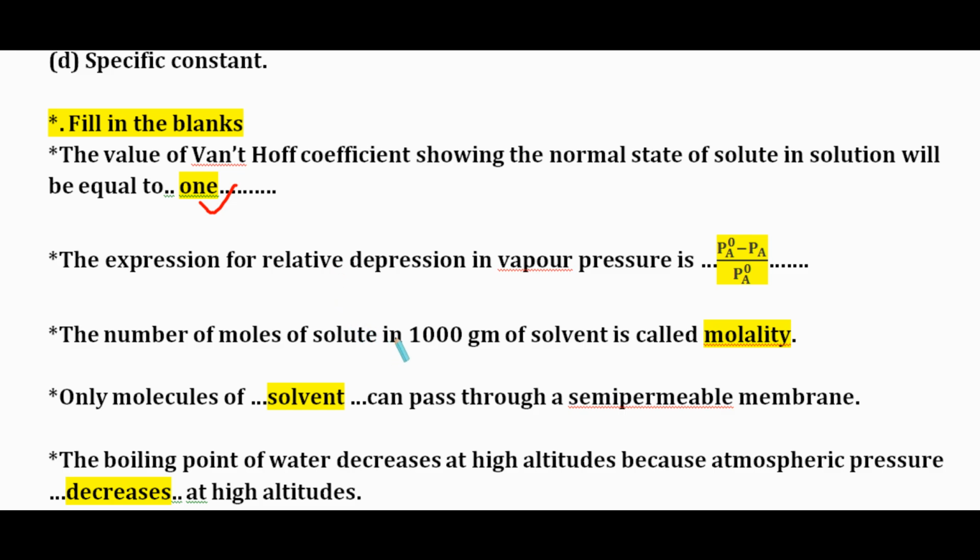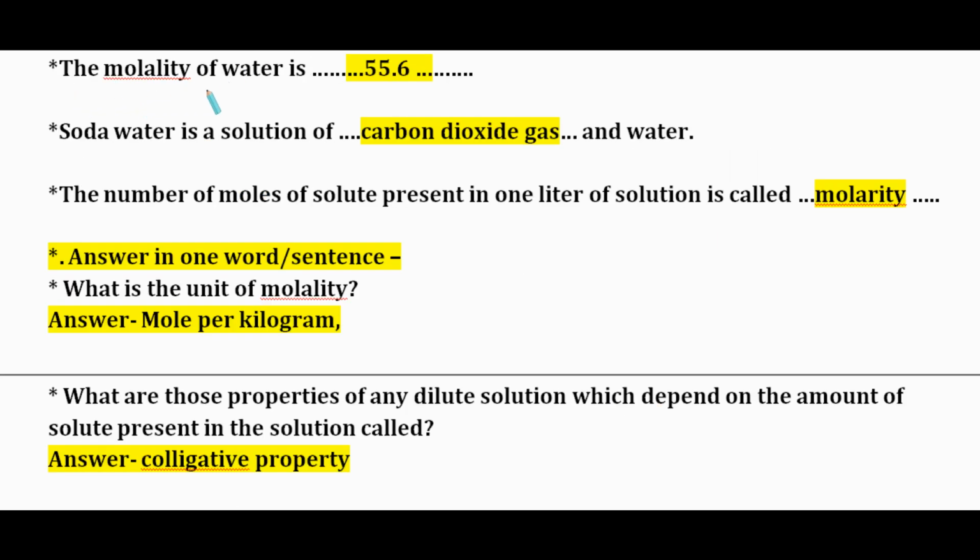The number of moles of solute in 1000 gram of solvent is called molality. Only molecules of solvent can pass through a semipermeable membrane. The boiling point of water decreases at high altitudes because atmospheric pressure decreases at high altitudes. The molarity of water is 55.6. Soda water is a solution of carbon dioxide and water. The number of moles of solute present in 1 liter solution is called molarity.